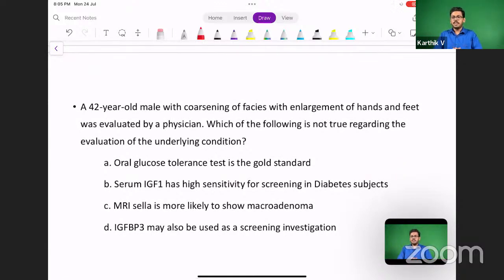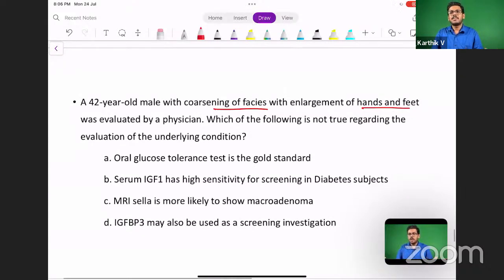So the next question: a 42-year-old male with coarsening of facies and enlargement of hands and feet. Now the diagnosis is evident at this point itself. What is it? It is acromegaly. Which of the following is not true regarding the evaluation of this condition? Oral glucose tolerance test is the gold standard, the correct statement. Serum IGF-1 has high sensitivity for screening in diabetic subjects. That is actually the wrong statement.